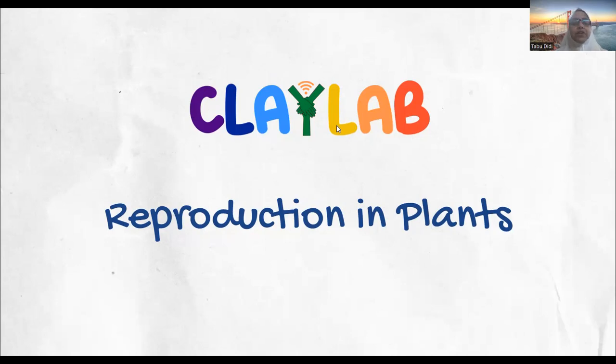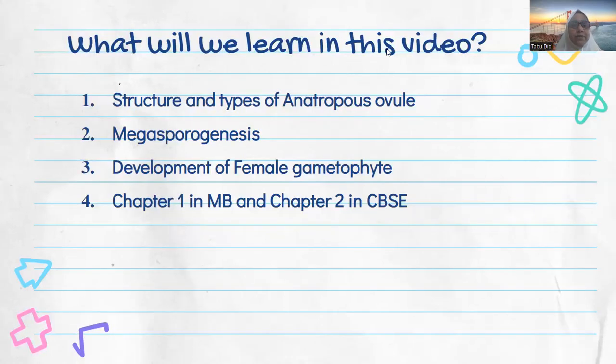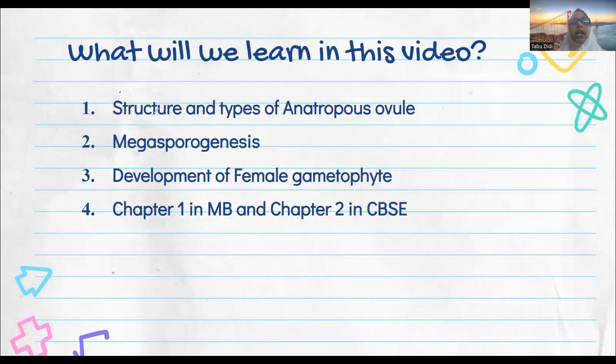In the previous video, you saw the structure and the types of Anatropous ovule. Still, if you have not seen the video, please go and check out the previous video on the complete, detailed structure of the Anatropous ovule and why we are discussing only Anatropous ovule. We also saw the different types of ovule, out of which most of the angiosperms, that is the flowering plants which show sexual reproduction, are Anatropous in nature.